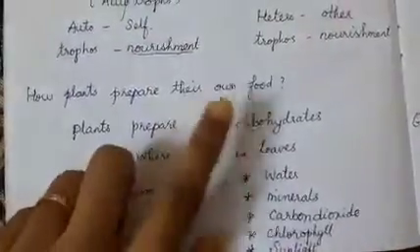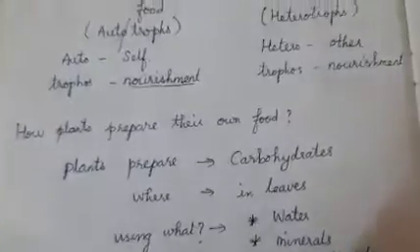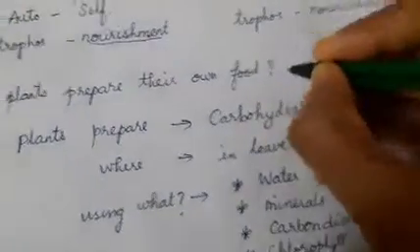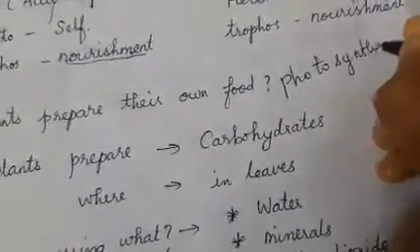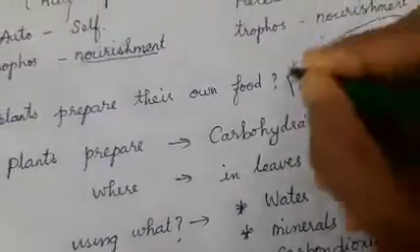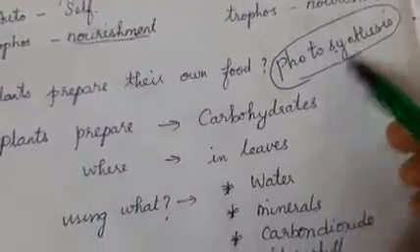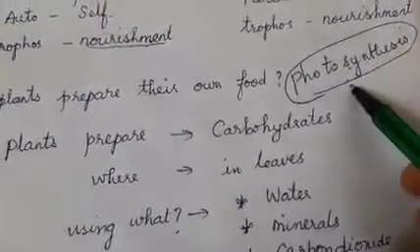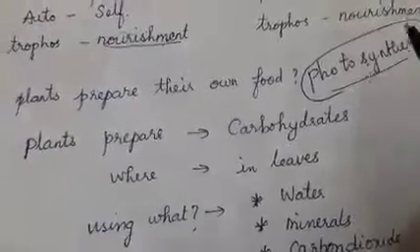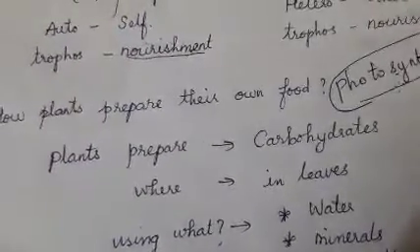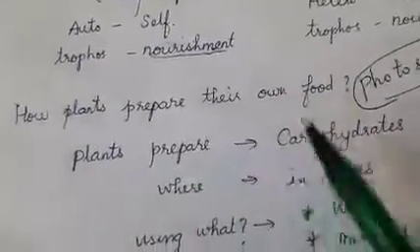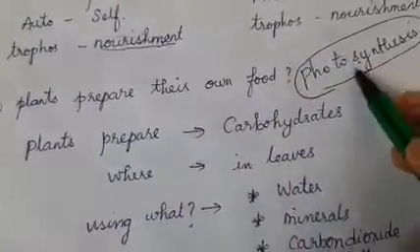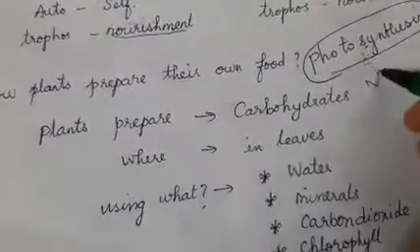The plants prepare their own food through a process called photosynthesis. This is what we are going to see today. How does this process of photosynthesis actually happen in such a way that plants prepare their own food and we depend on plants? So what is this photosynthesis? We don't know, right? Let us see that today.